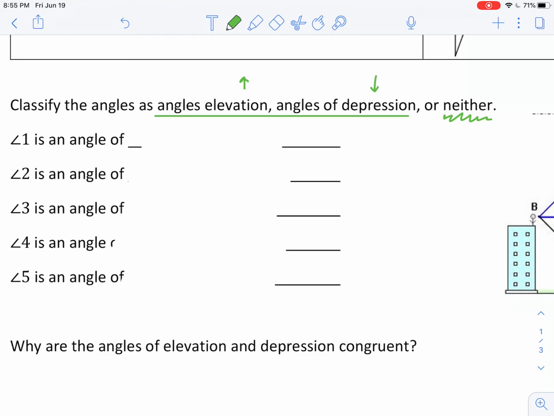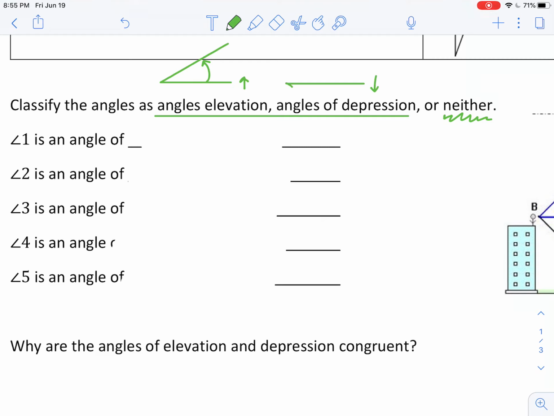But you can't go down if you don't have somewhere to start from. You can't go up if you're not starting from somewhere. So that starting has to be a horizontal line. So angles have two sides. If it's going to be an angle of elevation or an angle of depression, one of those sides will be horizontal. If it's an angle of elevation, the other side will be up from that angle.